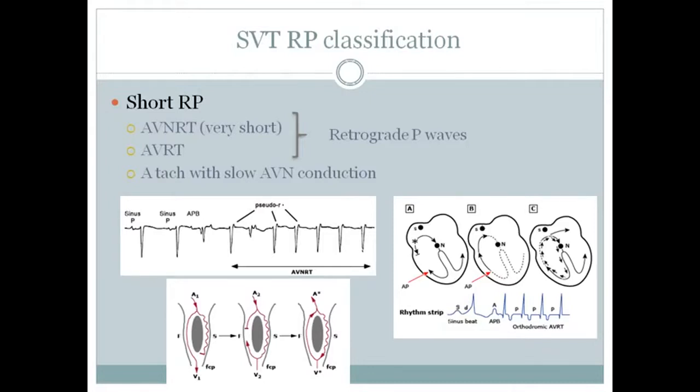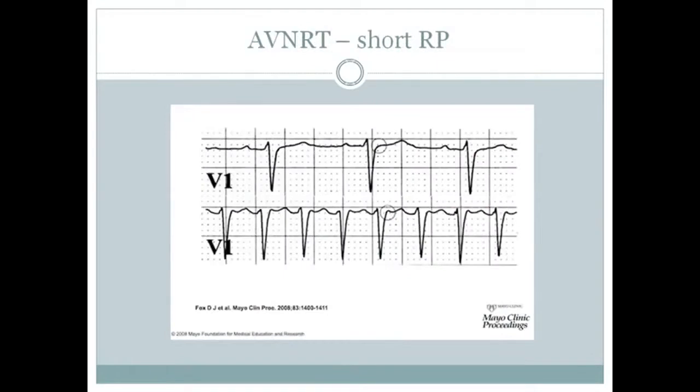Then you have atypical things. For example, an atrial tachycardia with a slow AV conduction, meaning like a type 1 AV block. You're going to have a P wave, a lot of times, and then you have your QRS. But that's not the classic. AV-NRT, again, short RP, this is very classic. And sometimes it's very subtle, very small changes.